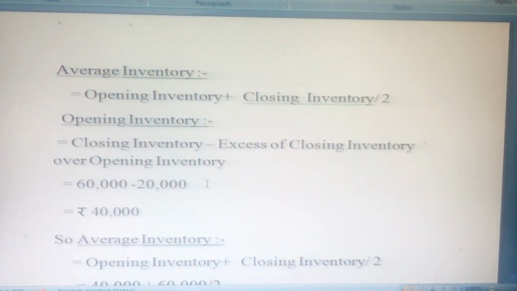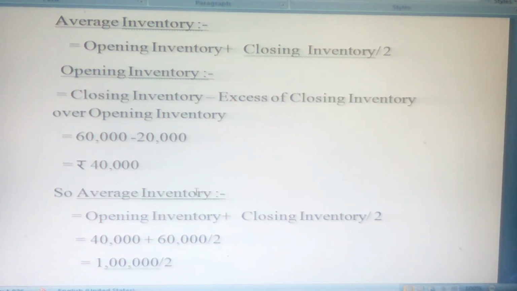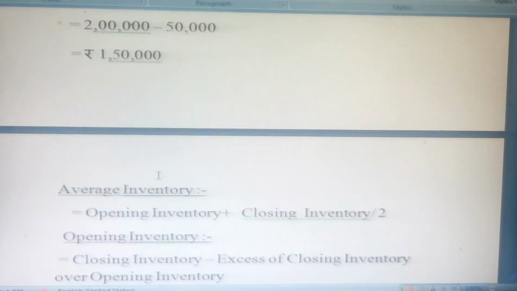As for average inventory, naturally you know it is opening inventory plus closing inventory divided by 2. Here the opening inventory we don't know. From the given information, the excess of closing inventory over opening inventory means the opening inventory is more than the closing inventory. That's what we're going to deduct. So 60,000 closing inventory, 20,000 deducted, you will get 40,000.